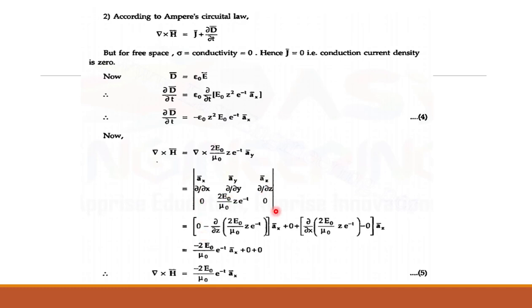After taking the determinant and solving it, we get minus 2 E naught divided by mu naught e raised to minus t ax cap. So it is minus E naught divided by mu naught e raised to minus t ax cap. This is equation number 5. Whether equation number 5 and equation number 4 are same? No, they are not same. So this means these equations are not satisfying Maxwell's equation, right?